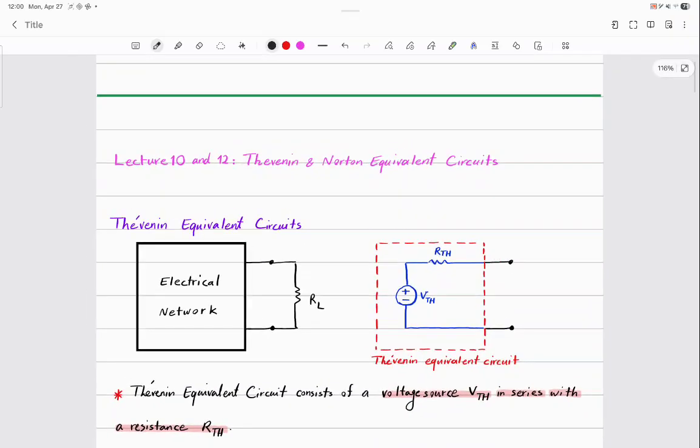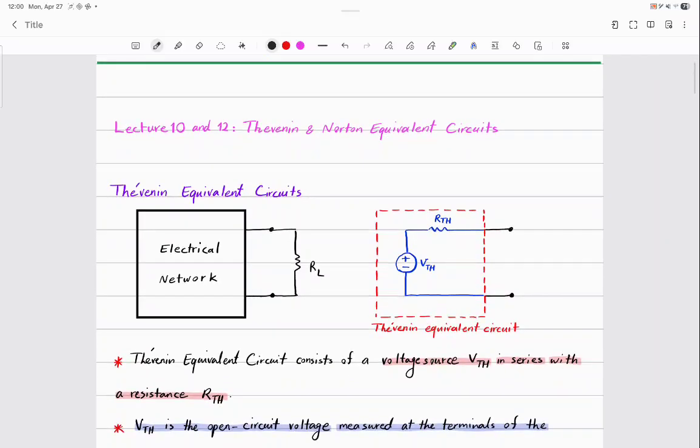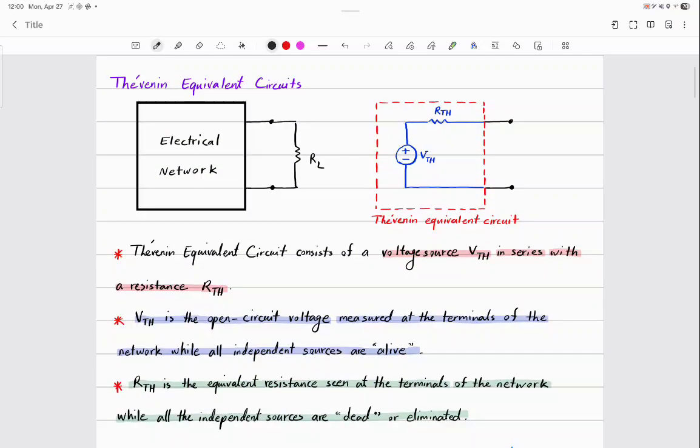Okay, let's do a review of the concepts. First, lectures 10 and 12, Thevenin and Norton equivalent circuits. The reason lecture 11 is not here is because lecture 11 was the exam 1 review, okay? So that wasn't actually a lecture. You need to remember and know the definition of Thevenin equivalent circuit and Norton equivalent circuit.